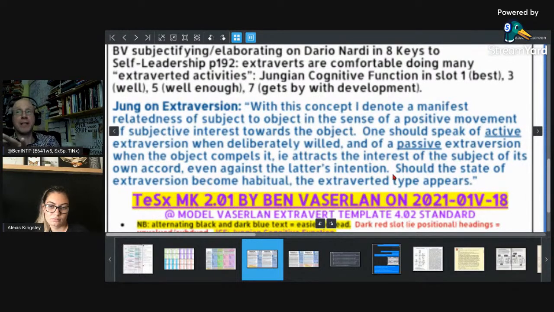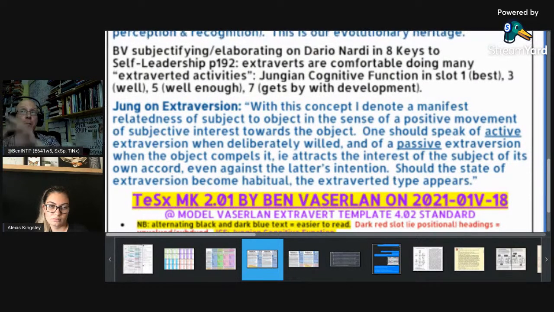Now, I would maintain that an introvert might do more passive extroversion than active extroversion, because it's something that has grabbed the attention of the introvert outside of their natural predisposition to introvert.